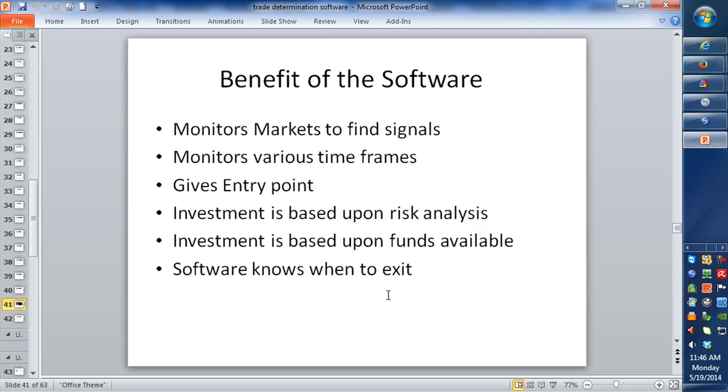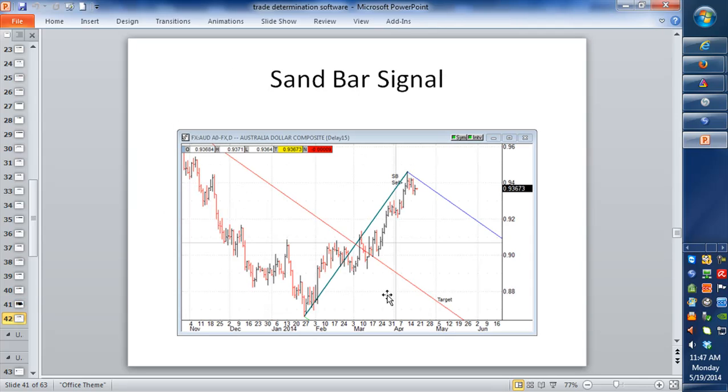See? Now, the benefits of the software is it monitors markets to find signals. It monitors various time frames, gives you an entry point, and the investment can be based upon reasonable risk analysis, realizing that when you deal with history, it's all hypothetical. Ain't really the real thing, but hey, you got to start somewhere. And an investment, of course, is based on funds available in the account, and the software knows when to exit as a result of extensive historical studies and historical tests.